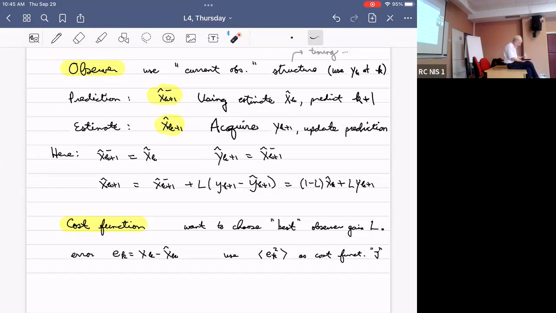So let's form the error estimate between the actual state of the system, x k, and our best estimate, x hat k, which is incorporating the information at time k.